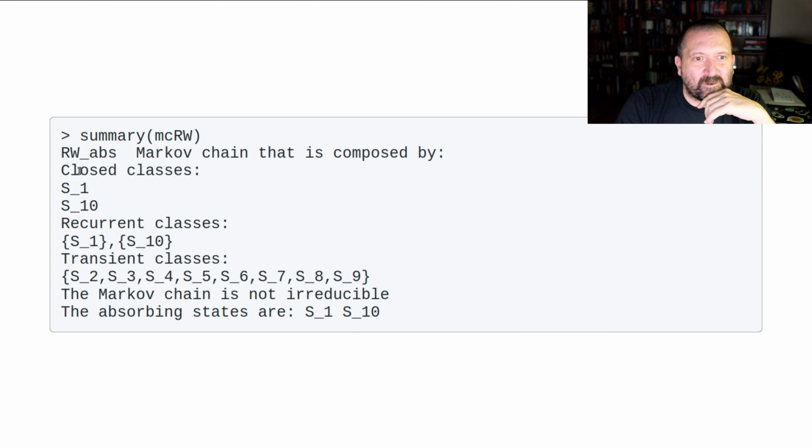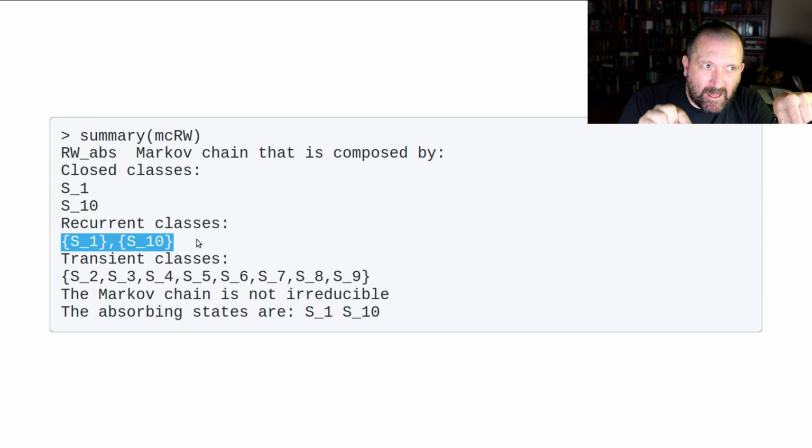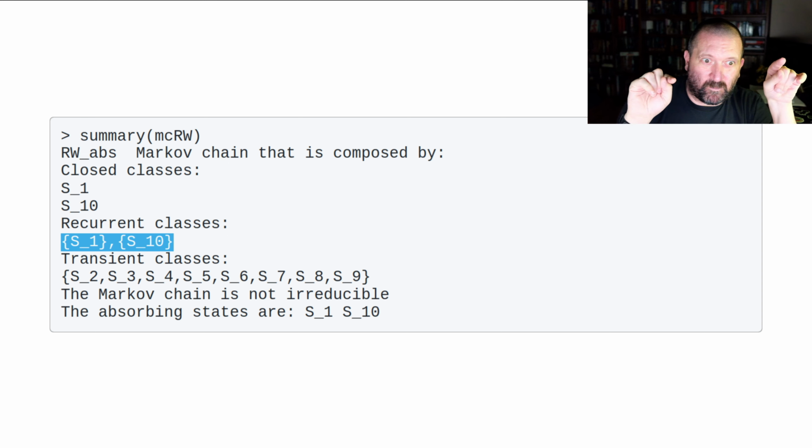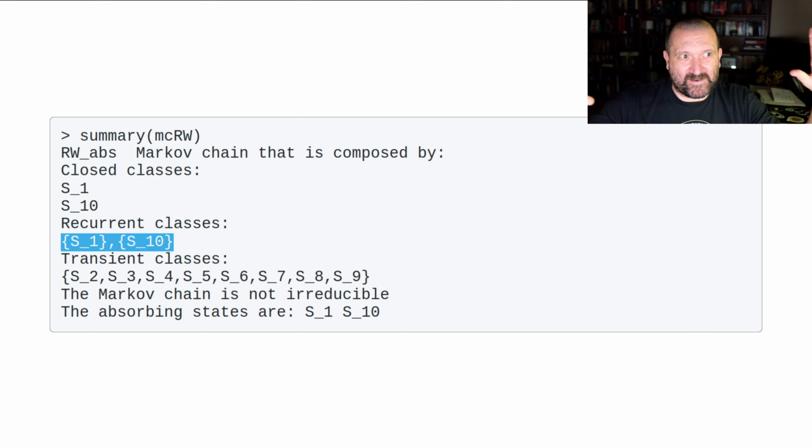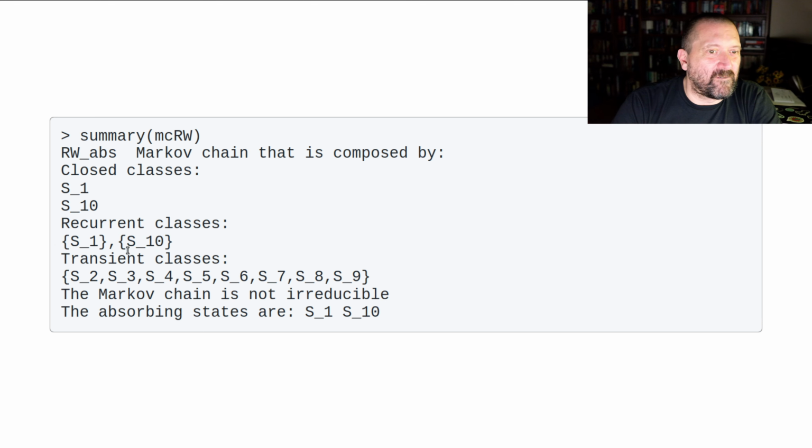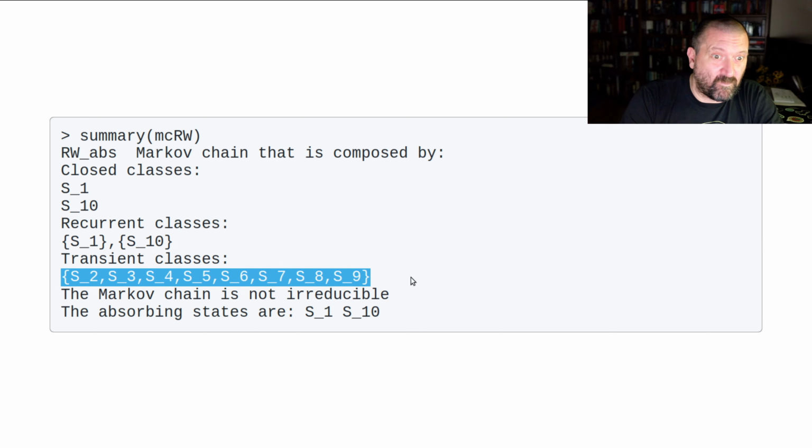But okay, let's look at the summary. So this is the absorbing random walk. It has closed classes 1 and 10. It has recurrent classes. And you can see that before, the recurrent classes were the entire set of classes because we were going back and forth. Here, the recurrent classes are 1 and 10, so the absorbing states. The transient classes are this group of classes.